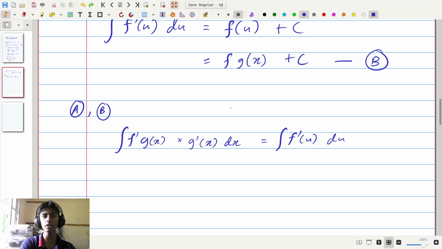Now it should be noted here that when doing this, we need to pick the correct substitution, and by correct substitution I mean a substitution that will make our answer nice and simple to find.